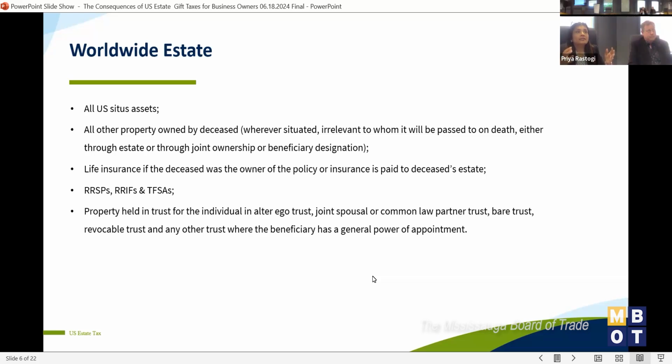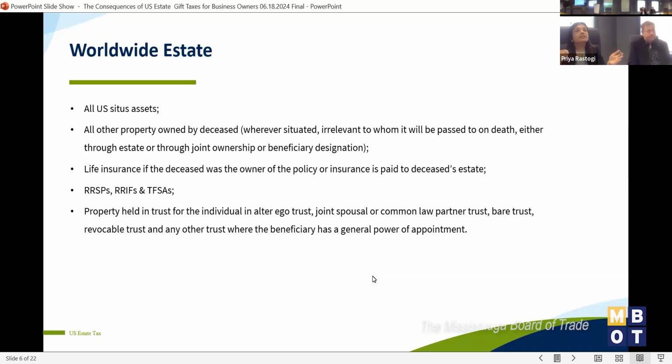So what happens is, in calculating the worldwide estate, if the deceased had a life insurance policy, and if the deceased was the owner of the policy, that becomes a part of your worldwide estate, which is contrary to Canada. So we have to keep in mind when we calculate the US worldwide estate for US purposes, that if the deceased had a life insurance policy, that should be added.